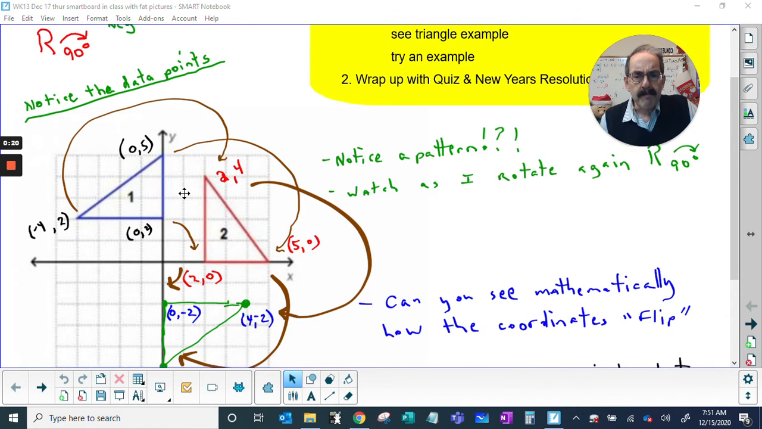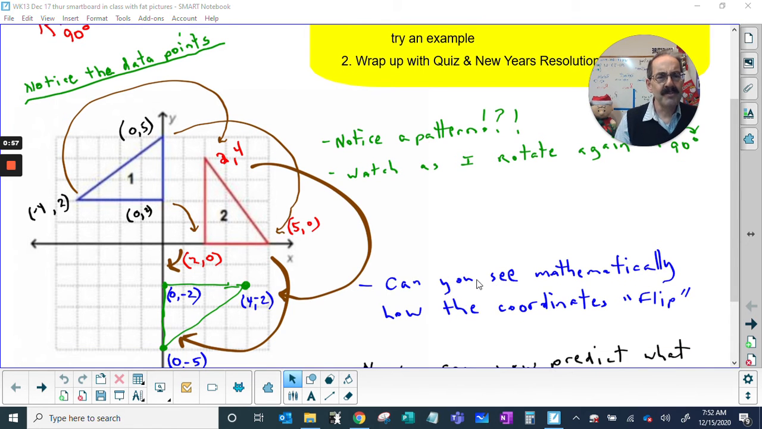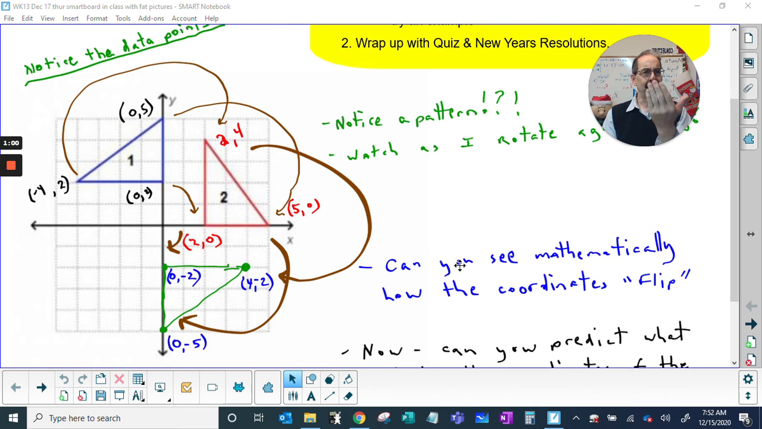At the same time, I want to show you a cool pattern in case you didn't actually look at the actual vertices. So let's start out with this blue triangle, number 1. We're going to rotate 90 degrees and rotate and rotate. Watch what happens. There's a pattern here. As we just drop this down, I think you agree that this shape goes from 0, 2 to 2, 0. This peak from negative 4, 2 to 2, 4. 0, 5, 5, 0. Now, mathematically, can you see how all the coordinates just flipped?